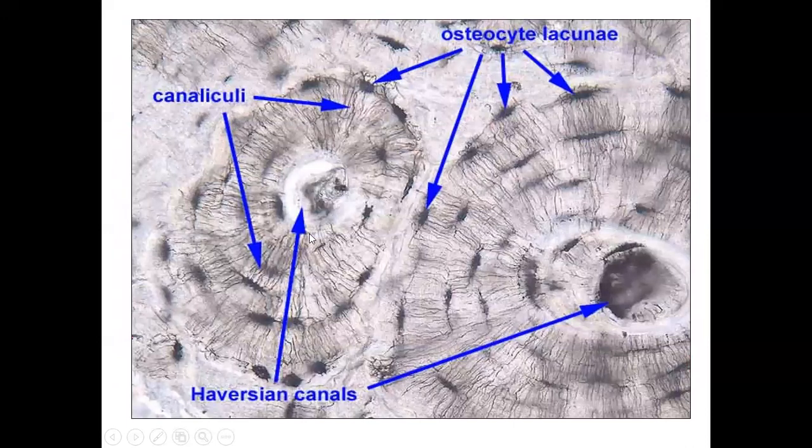Okay, and then just to show you another picture of the Haversian system. We have the Haversian canal in the middle here, and then we have the canaliculi. The canaliculi contain the cytoplasmic processes of the osteocytes. And then the osteocyte is located within the lacuna.